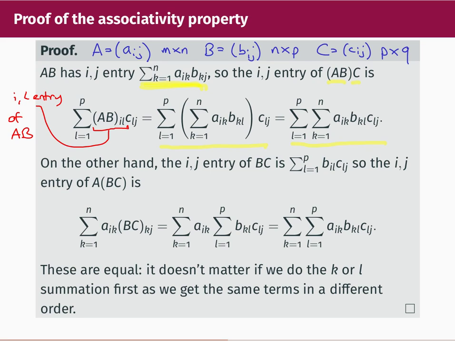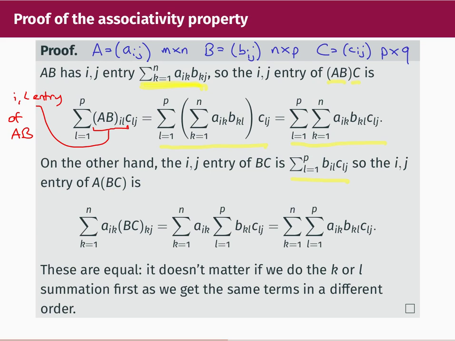Let's now work out the same entry of A times B times C. So again, the right place to start is by working out the ij entry of B times C. And again, that's just obtainable using the formula. That is the sum from L equals 1 to P of BIL times CLJ. Again, the dummy variable L I choose really doesn't matter, and I just choose it to be L because it will happen to make the formula that comes out look a little bit nicer.